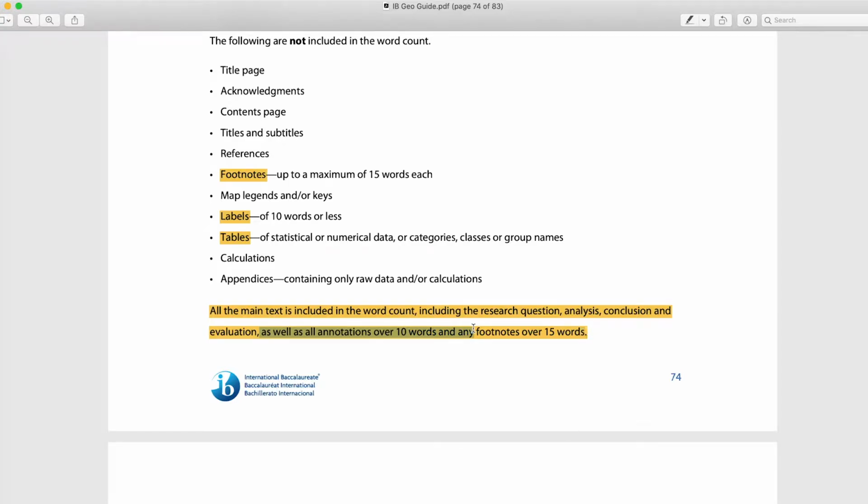And yeah, of course, it says again, any annotations over 10 words and footnotes. So they mention it twice. So they're trying to say that this isn't dodgy. This is something you're generally allowed to do if you could or if you had to.